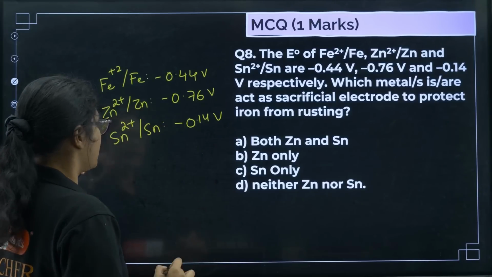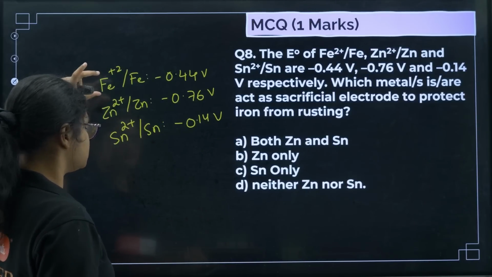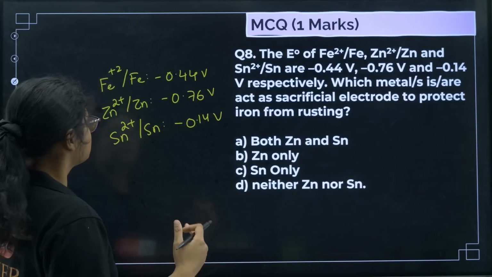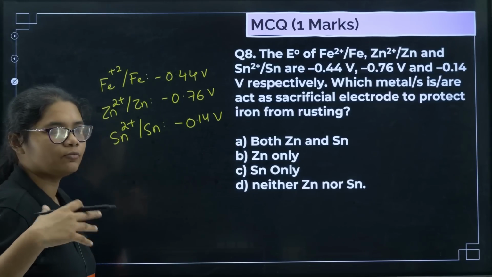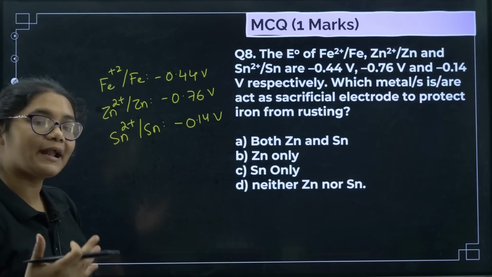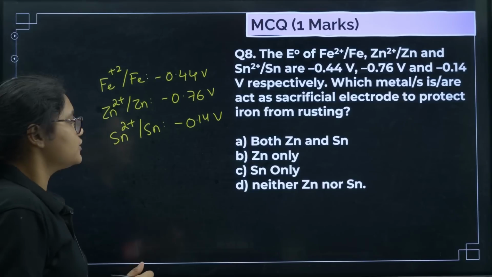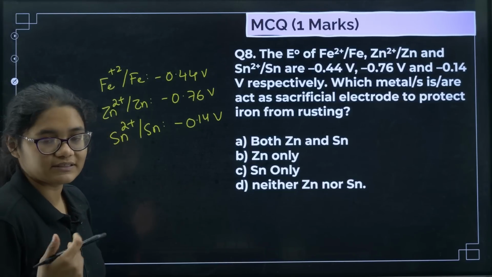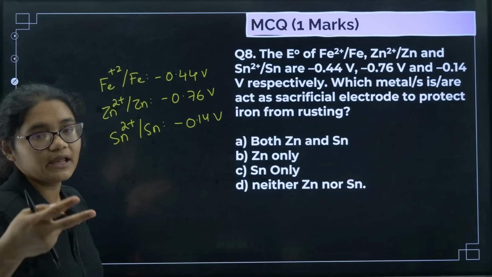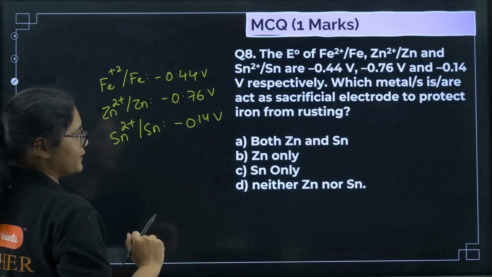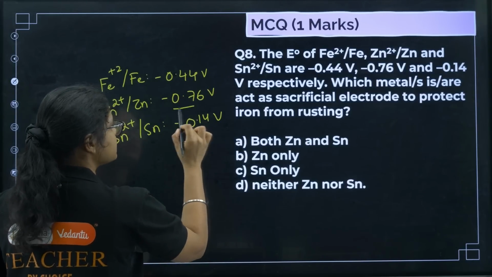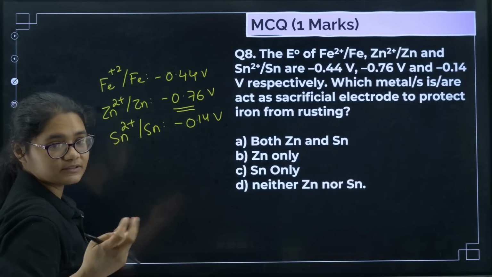Now you see that we want to protect iron, right? So that means the other metal which is covering the iron should have more tendency to get oxidized, right? So if it has more tendency to get oxidized, its reduction potential should be lower than that of Fe. So you see, this is the reduction potential. If it has the least reduction potential, that means it has the highest oxidation potential.